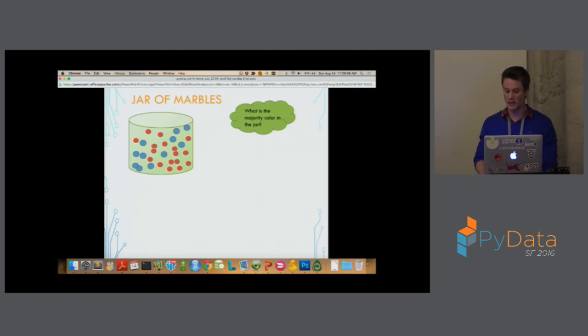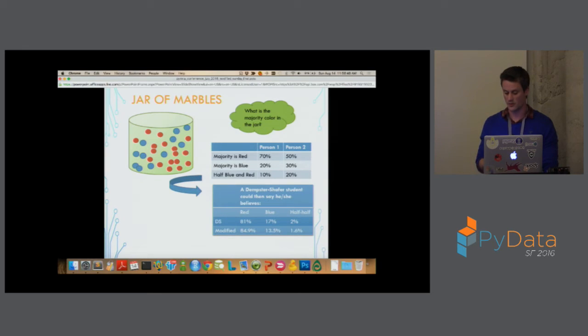So what does that actually look like? Back to the marbles again. What's the majority of colors? We have the same two people. If we take in, instead of regular Dempster Shafer, a modified Dempster Shafer, you notice that the strength of belief for the majority of colors in the jar being red has gone up. So it would be a fair assumption to guess, without knowing anything else, that the prior information you had was in favor of the majority of colors in the jar being red.